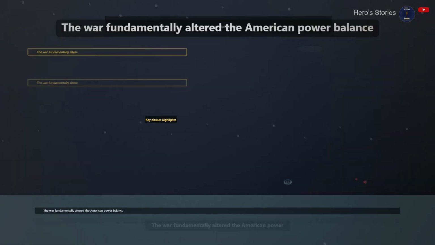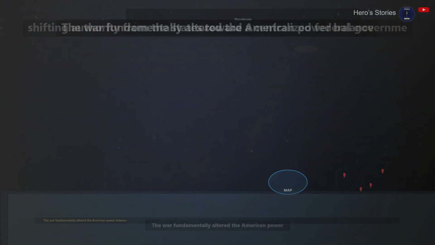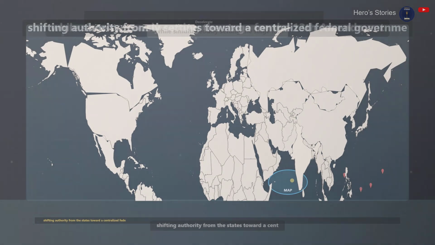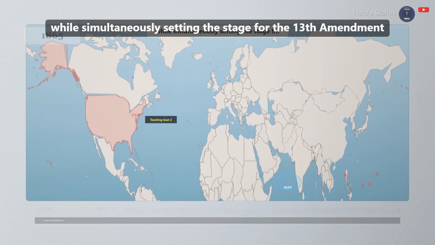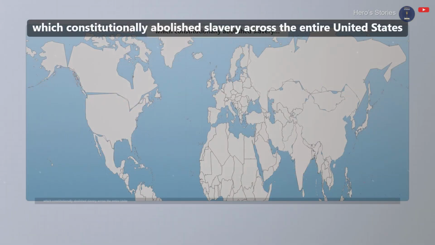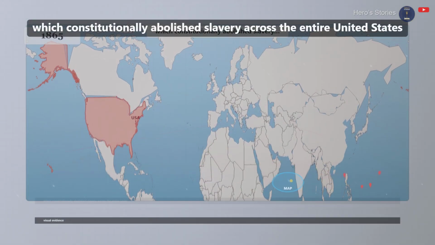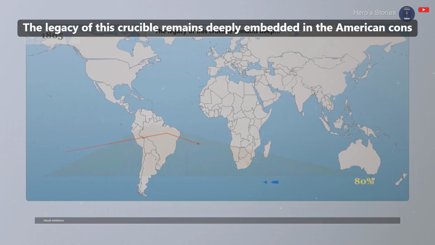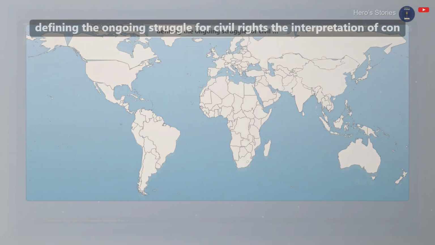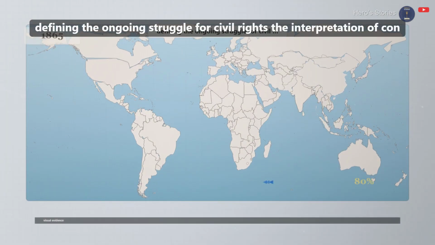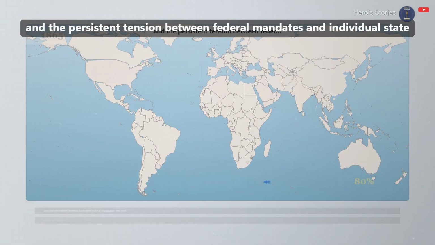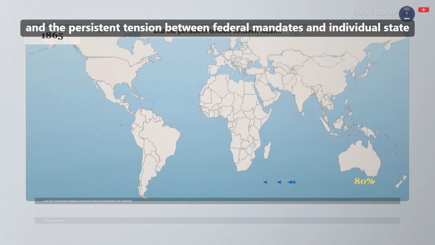The war fundamentally altered the American power balance, shifting authority from the states toward a centralized federal government, while simultaneously setting the stage for the 13th Amendment, which constitutionally abolished slavery across the entire United States. The legacy of this crucible remains deeply embedded in the American consciousness, defining the ongoing struggle for civil rights, the interpretation of constitutional law, and the persistent tension between federal mandates and individual state sovereignty.